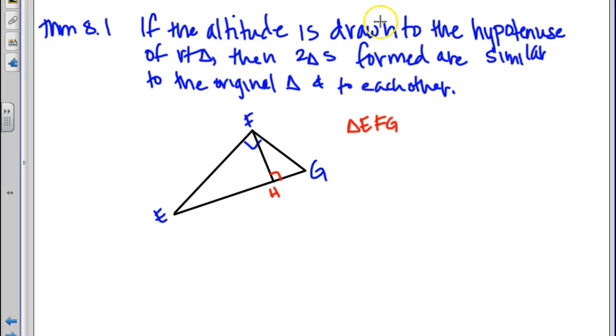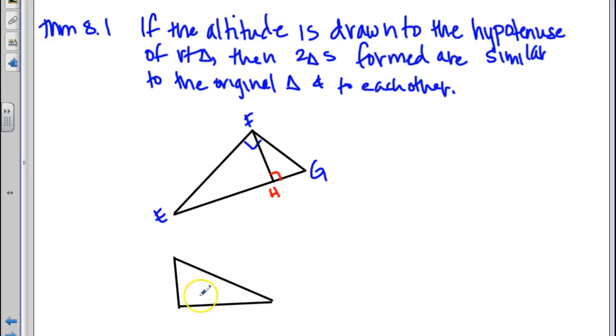So here's what I'm going to do. Let's do something different. Let's pull these apart, and let's put them going the same direction. So I am going to redo EFG so that I have the right angle on the left side.